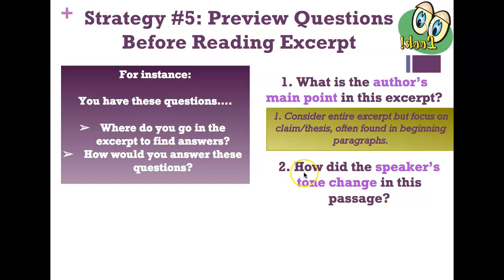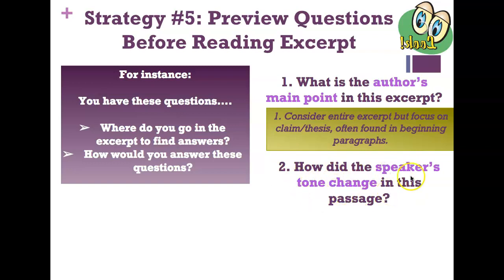So the question is, how did the speaker's tone change in this passage? How did the speaker's tone change in this passage? So again, this strategy is looking at the questions before I read the passage. So if I look at this, I think to myself, oh, good, I know what tone is because we just did the rhetorical triangle unit, and I know that tone means attitude.